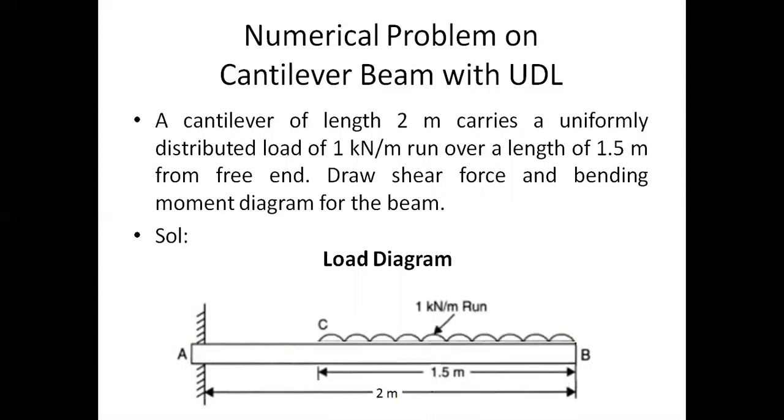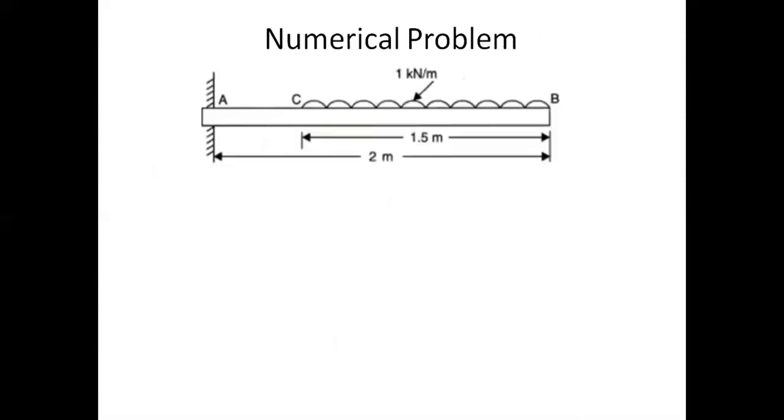So here we have added the load. It is 1 kilonewton per meter run, that means per meter. This is 1.5 meters. So CB is the length of the UDL, that is 1.5 meters, and the magnitude of the UDL is 1 kilonewton per meter length of the span. This is the load diagram we have seen.